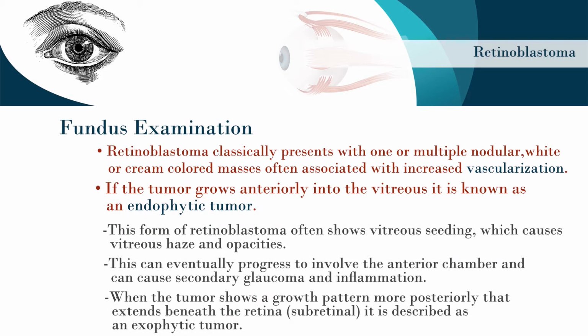On fundus examination, retinoblastoma classically presents with one or multiple nodular, white or creamy-colored masses, often associated with increased vascularization. There are two primary clinical patterns of retinoblastoma growth. If the tumor grows interiorly into the vitreous, it is known as an endophytic tumor. This form of retinoblastoma often shows vitreous seeding, which causes vitreous haze and opacities. This can eventually progress to involve the anterior chamber and can cause secondary glaucoma and inflammation.